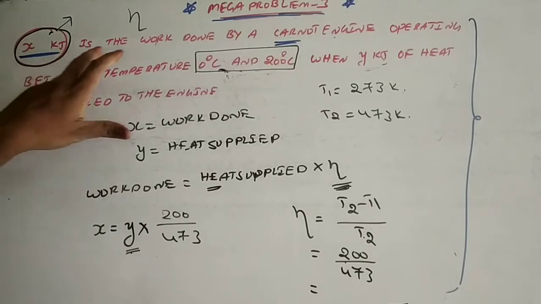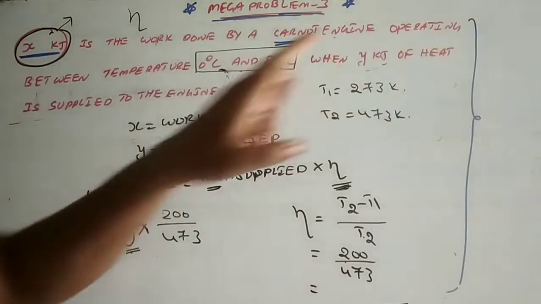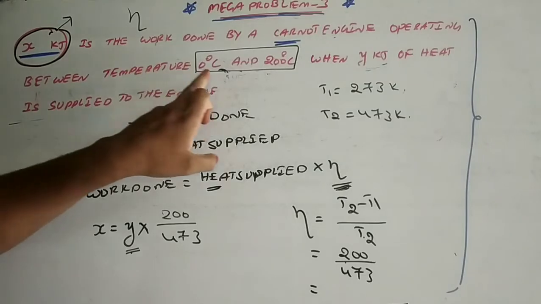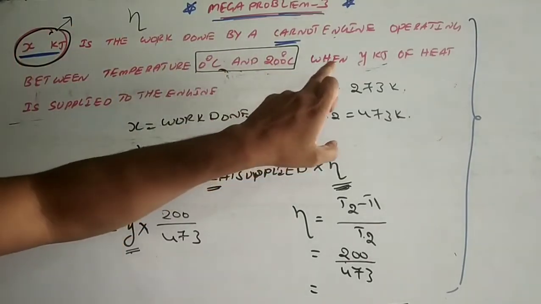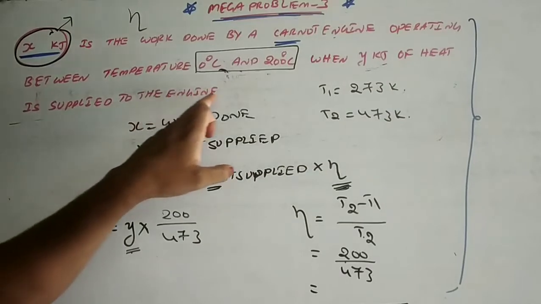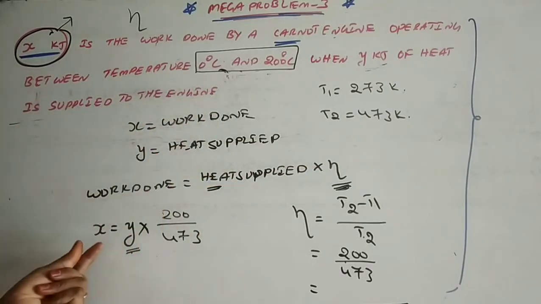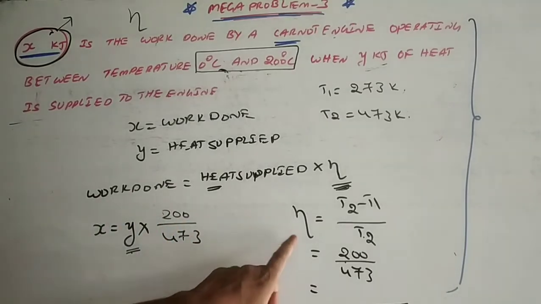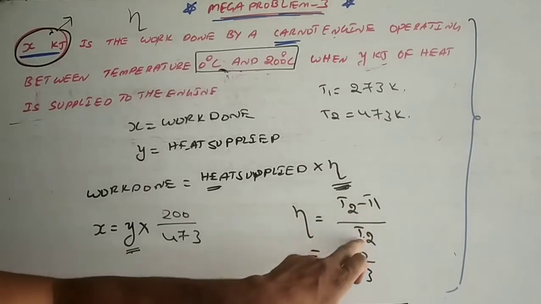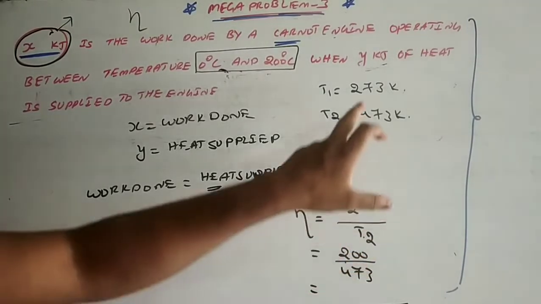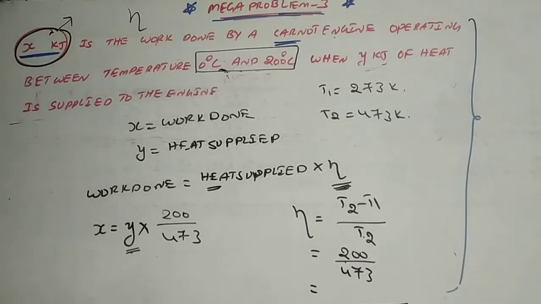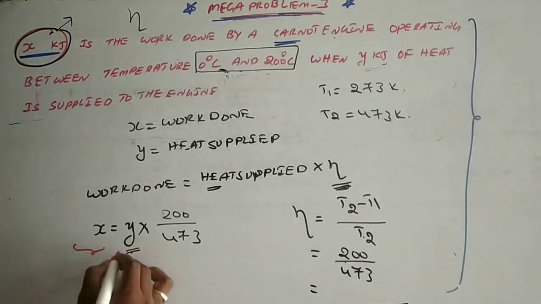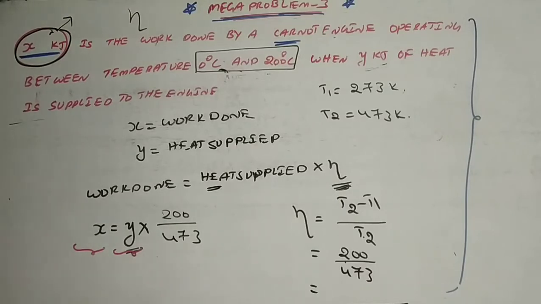X kilojoules is the work done by a Carnot engine operating between 0 degrees and 200 degrees centigrade when Y kilojoules of heat is supplied to the system. So work done equals heat supplied into thermodynamic efficiency. We know very well thermodynamic efficiency equals T2 minus T1 by T2, and that value is 200 by 473. So here we should know the X value and the Y value. Let us find the Y value. Remember this carefully.